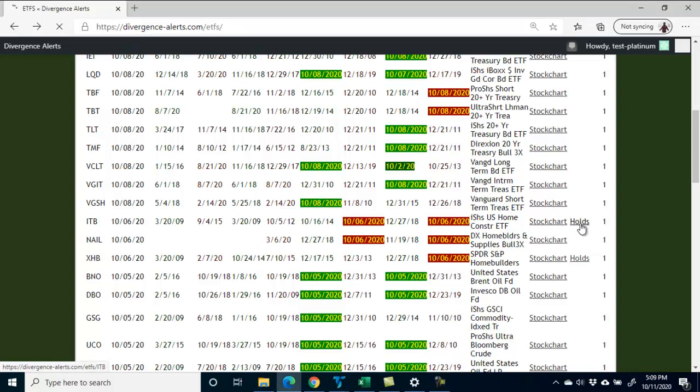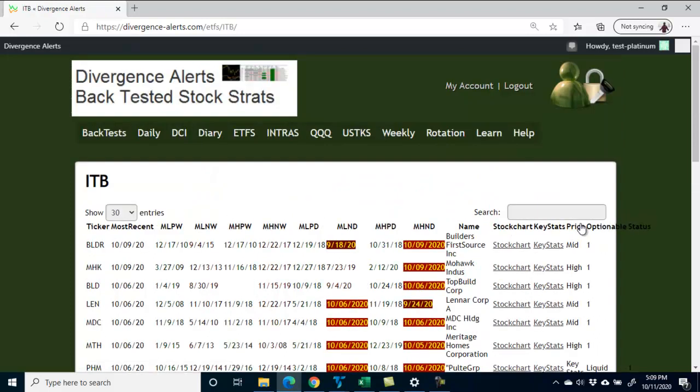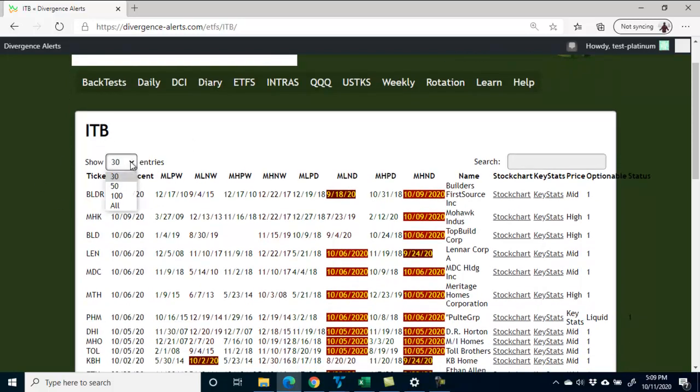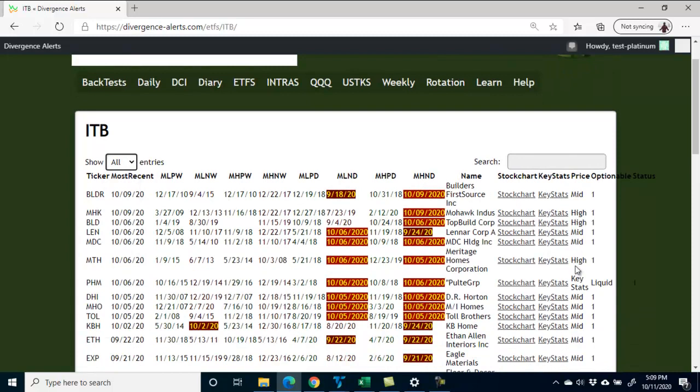and this will bring up a similar table that includes all the stocks that are the holdings of the ETF ITB. And again, be sure to show more than 30 entries because some of these have quite a few. And here you get a very similar matrix with the ticker number and the different divergence types, the name, the stock charts, key statistics, and a little bit more data about each one.